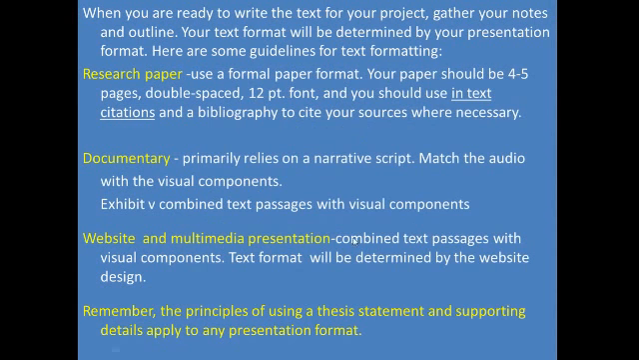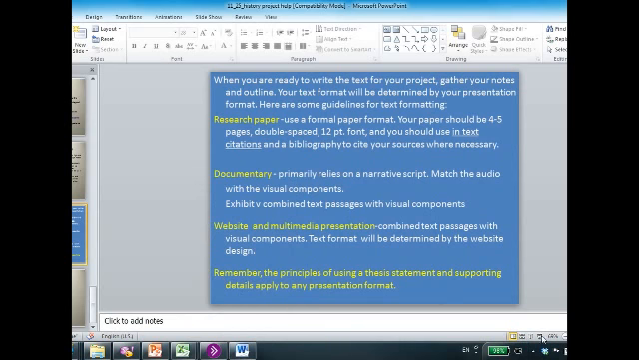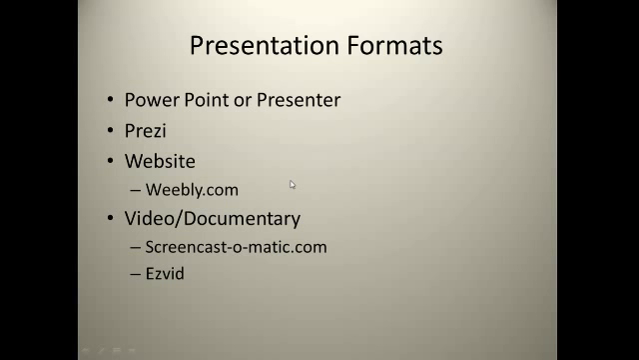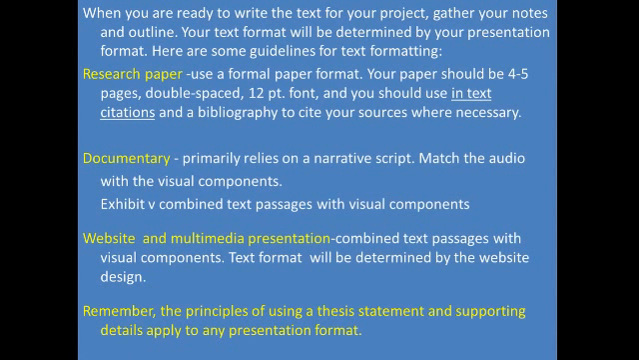Okay, let's get back to this. So, when you're ready to write the text for your project, make sure you gather your notes, outlines, and everything like that. The format is going to be a little different depending on what you choose. If you're doing a research paper, I want 4 to 5 pages, double-spaced, 12-point font, use in-text citations like I just showed you. So, in-text citations with the parentheses, and then the bibliography at the end.